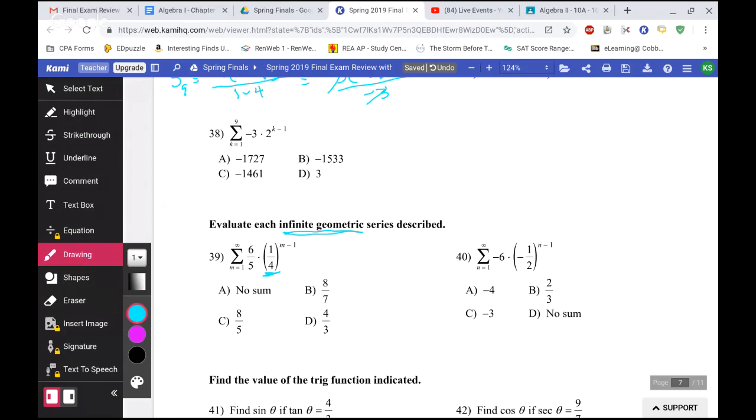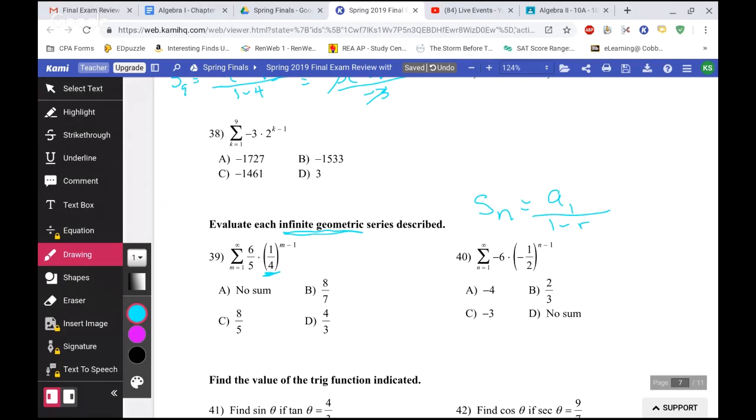Okay? Can you show us the formula for this one, and then also scroll back up to show me the formula for 36 through 38? Yes, let me go ahead and finish this one first. Okay. This is the formula for an infinite geometric series. It's the simplest, if you want to think of it like that.